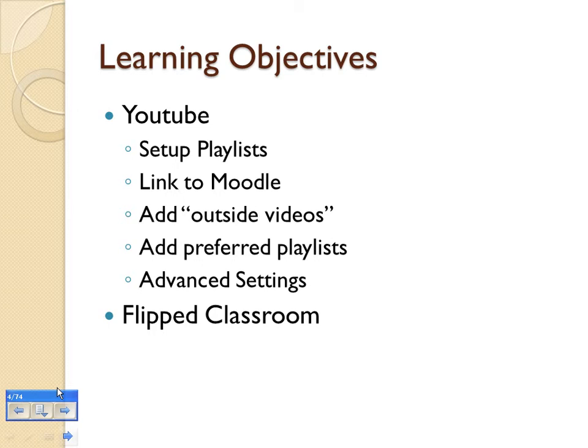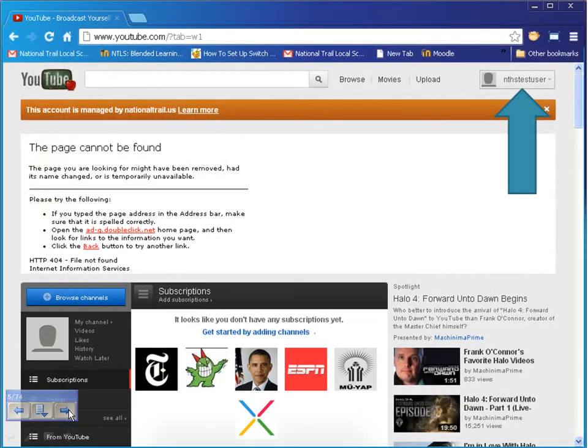I'm going to show you how to make your channel a preferred channel so that students, when they go to it, see the stuff you want them to see. And we're going to look at the advanced settings, and then we're going to talk about the flipped classroom at the end. So first thing we want to do is everybody should log on to YouTube.